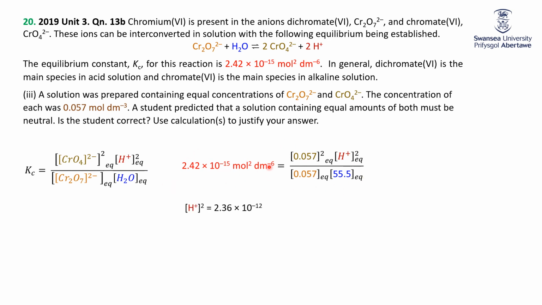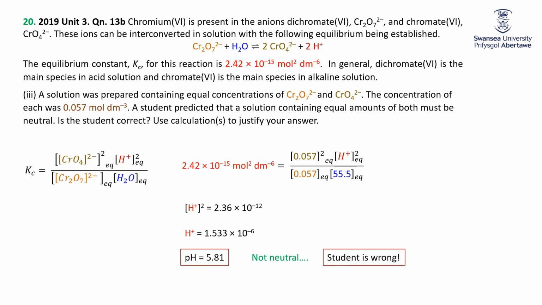So punch all that in your calculator. You get H plus squared is 2.36 times 10 to the minus 12. H plus is 1.533 times 10 to the minus 6. The pH is minus the log of the H plus, which is 5.81. So therefore the student is incorrect because it's not neutral. It is a teeny bit acidic. So there we are, the equilibrium A-level calculations. Hopefully nice and fun.